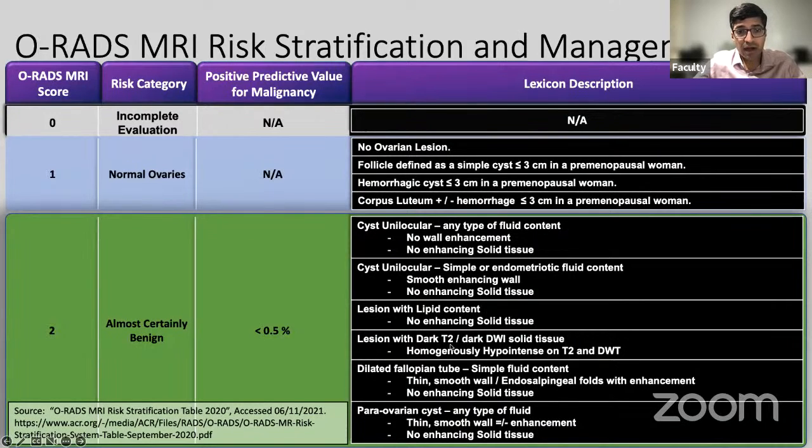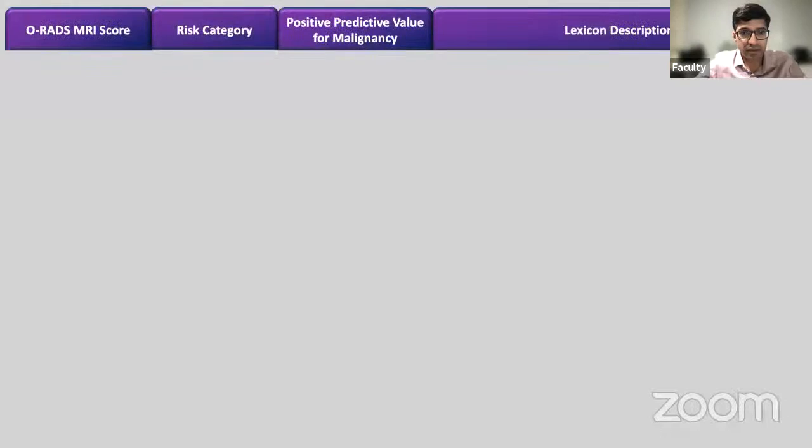Then we talked about dark T2 or dark DWI solid components, which is technically not solid tissue, and it should not be classified as solid tissue because those can be just retracting clots. Then we talked about dilated fallopian tubes. If it has benign or simple fluid content, it becomes category 2. If it has non-simple content, it becomes category 3. Then we looked at para-ovarians. We did not touch upon this, but again, para-ovarian cysts also fall in category 2. They do not have enhancing solid tissue.